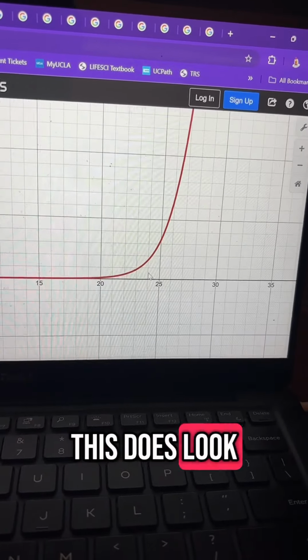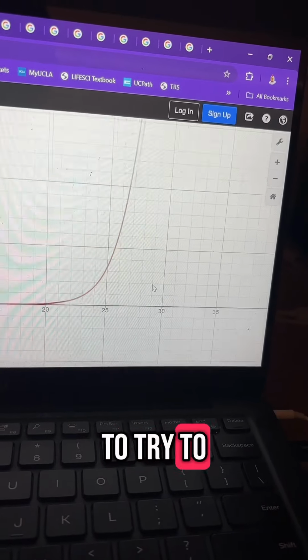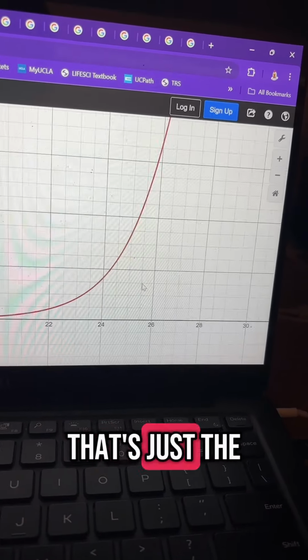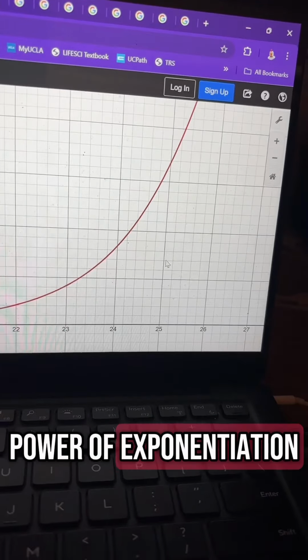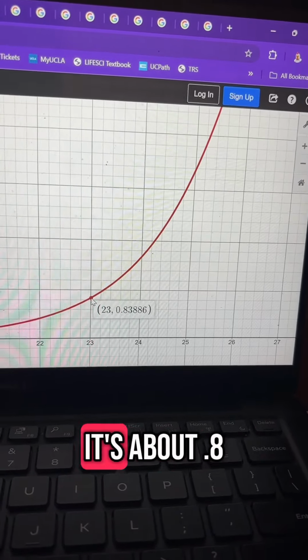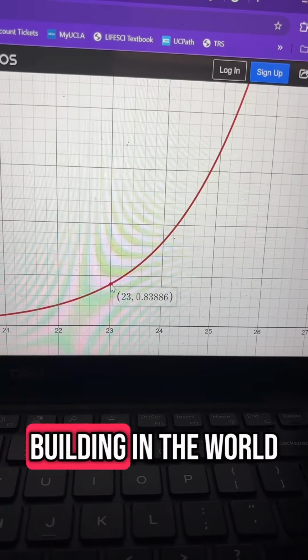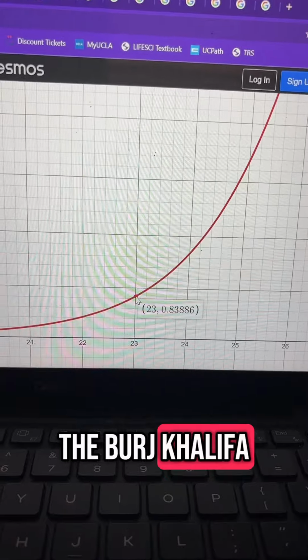Now again, this does look a little bit better, but still is just way too hard, even in kilometers, to try to see what 42 is. That's just the power of exponentiation. It still gives us a bit of a better understanding. We can look at about 23 here. It's about 0.83 kilometers, which is about the same height as the tallest building in the world, the Burj Khalifa.